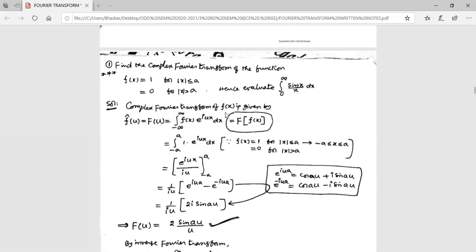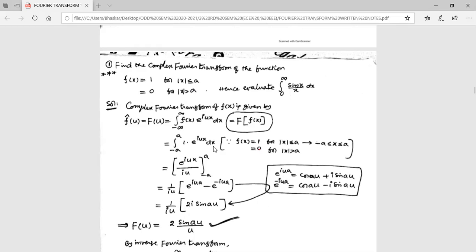Now, you know that the complex Fourier transform, or infinite Fourier transform, or Fourier transform, everything will be the same. F of u equals the integral from minus infinity to plus infinity of f of x e power iux dx. Here the limit is mod x less than or equal to a, that means from minus a to plus a. In between minus a and plus a, the function value is 1, so we have 1 into e power iux dx.